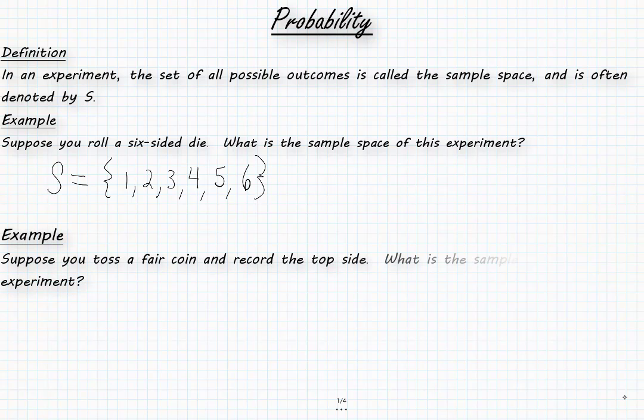And we can continue this idea. We can do another random experiment. Suppose we're tossing a fair coin and we record that top side. What's the sample space of this? Well, then we have two possibilities. We either have heads or tails.